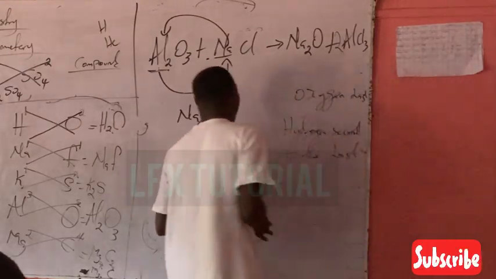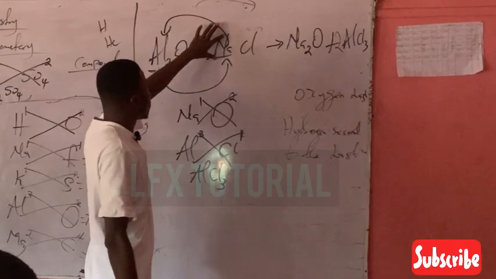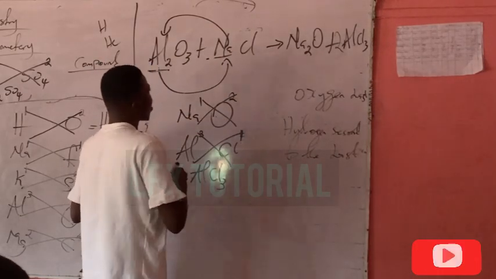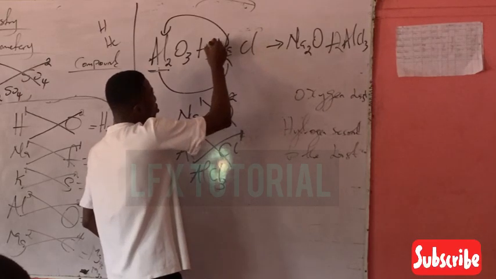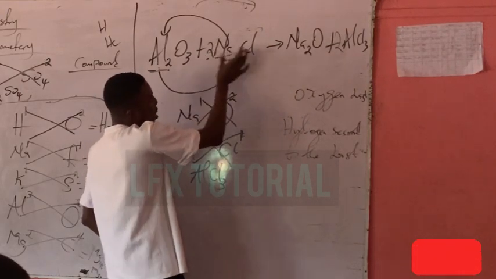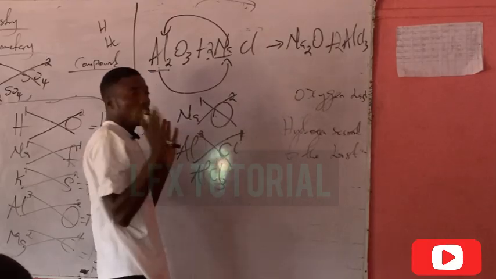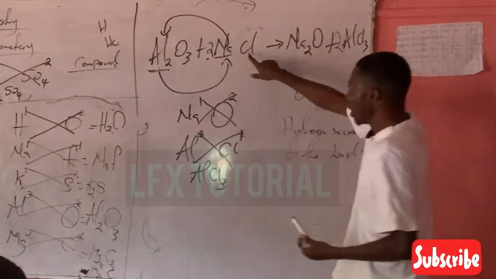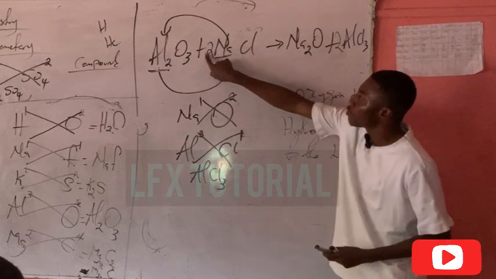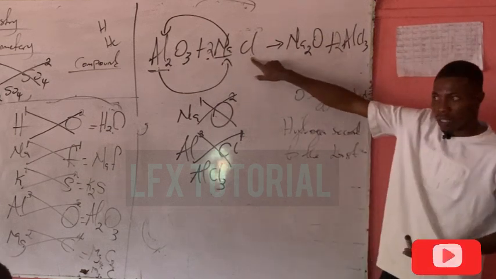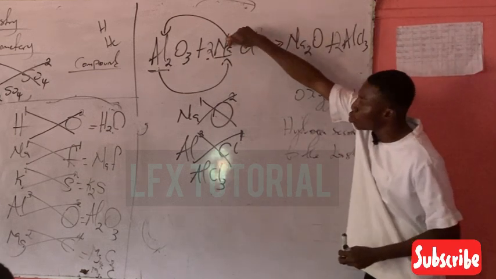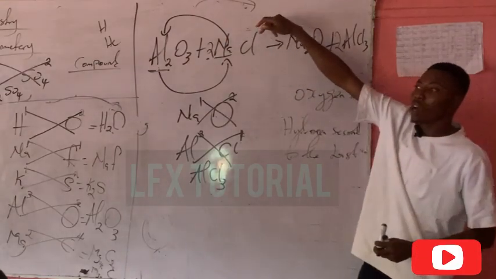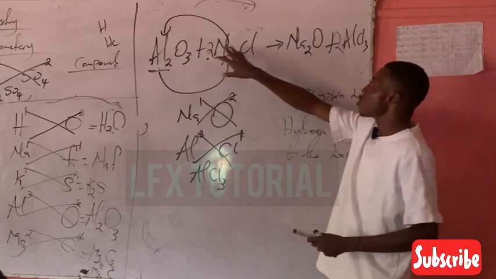Now coming to the next one, sodium. How many sodium is here? 1. How many sodium is here? 2. So let's balance sodium. We are going to put 2 here. Sodium is now 2 here and 2 here. Sodium is balanced. Now what is the next element here? Chlorine. Remember that as this 2 is in front, it's also affecting chlorine. So here now we have 2 sodium, and we also have 2 chlorine.